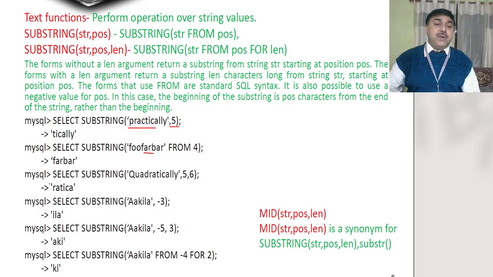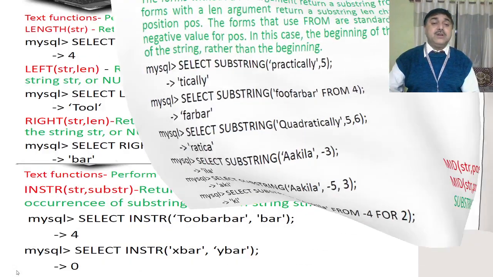Here substring 5 comma 6: from the 5th to the 6th value, the values are taken. Substring of minus 3: minus 3 means from the back side, 1 2 3. That means these 3 values are taken from the back side. Next, substring minus 5, 3: minus 5 means counting from the back side, and 3 means 3 values from there, so it takes the values from here. Substring minus 4, 2 works the same way. So this is how we can use this structure.